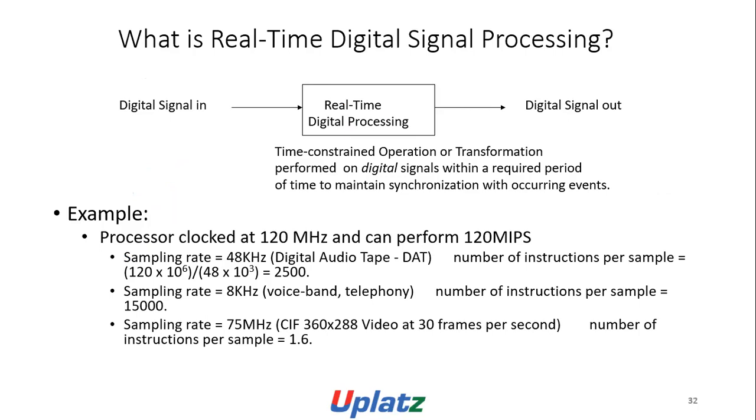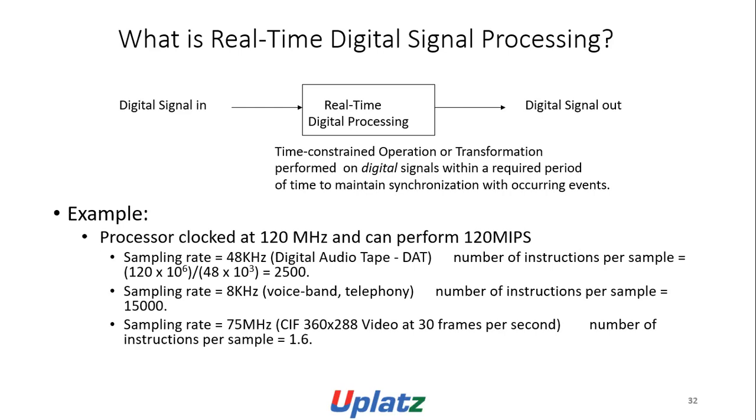What is real-time digital signal processing? Digital signal in, real-time digital signal processing: time-constrained operation or transformation performed on a digital signal within a required period of time to maintain synchronization of occurring events, and digital signal out. Example: a processor clocked at 120 MHz can perform 120 MIPS. Sampling rate 48 kHz, digital audio tape DAT, number of instructions per sample is 120 × 10^6 divided by 48 × 10^3, which is equal to 2,500. Sampling rate equal to 8 kHz, voice band telephony, number of instructions per sample is equal to 15,000.